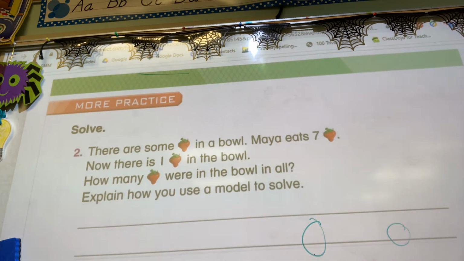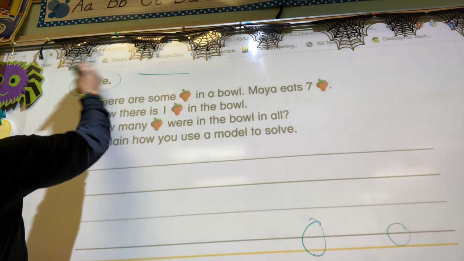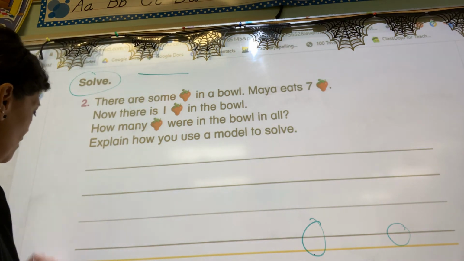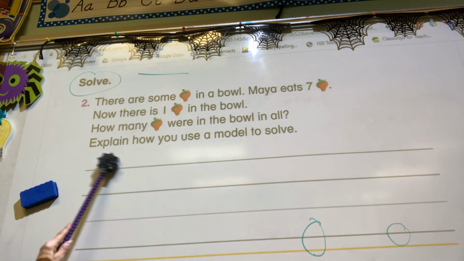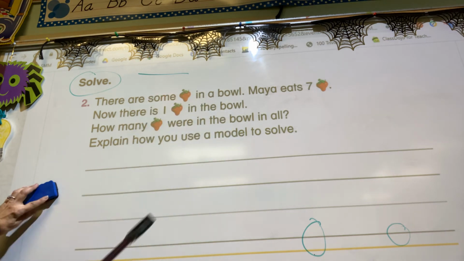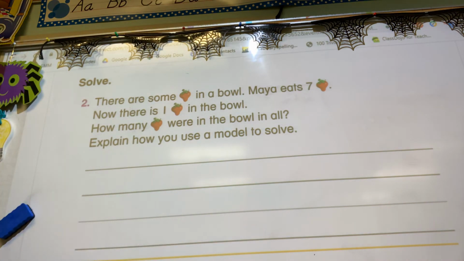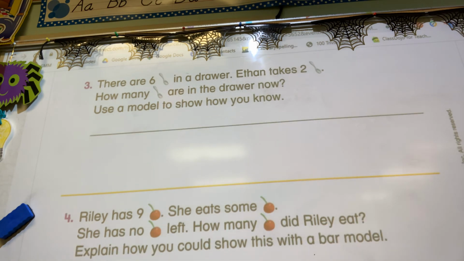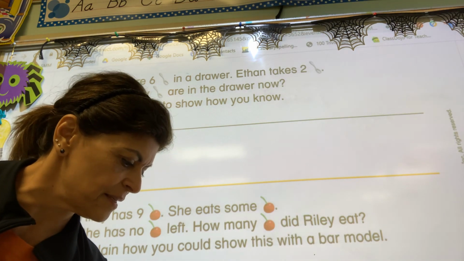On this next page, for more practice and the word solve, that means we're being detectives, because you're going to solve the mystery. What are we looking for? There are going to be all these word problems on this page. So I want you to read this, and then you are going to solve the problem here on these lines. Look for the unknown numbers. Number 3, same thing. There's another word problem. And number 4, another word problem. So there's a lot of fun with word problems today.